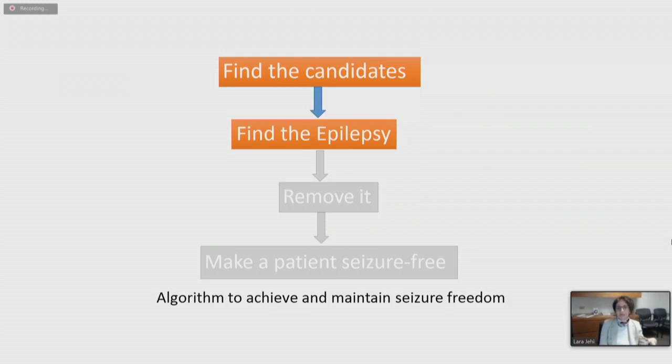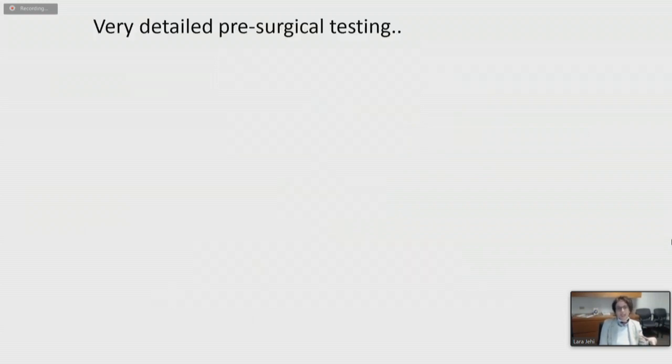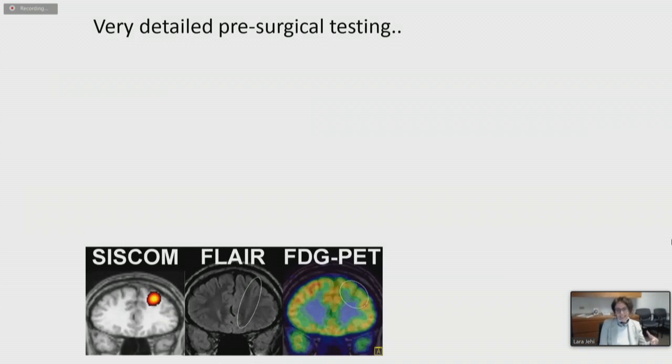How do we find the epilepsy? We have also progressed a lot in our methods of localizing the epilepsy. We do very detailed pre-surgical testing. We do a lot of imaging. This, for example, is a patient who has a cortical dysplasia. You see the transmantle sign there. On the FLAIR, they have concordant SPECT and PET imaging.